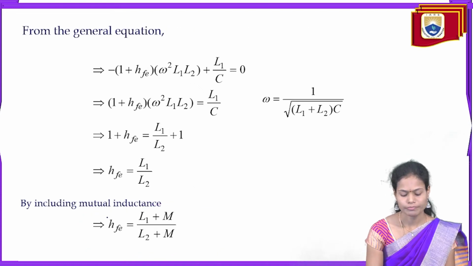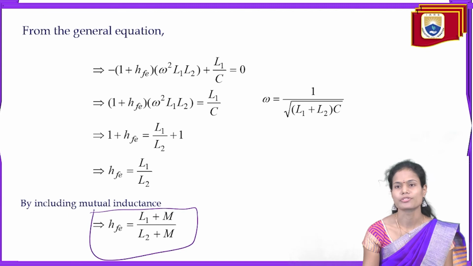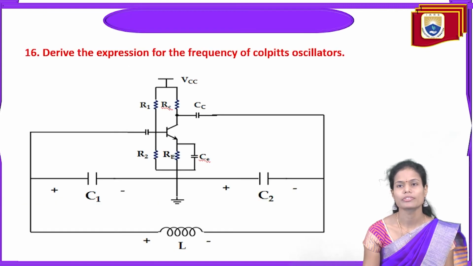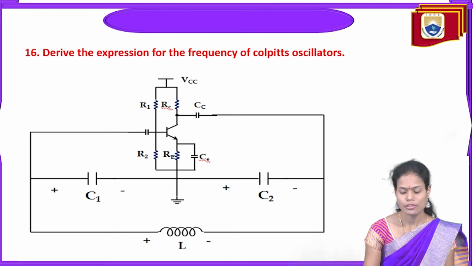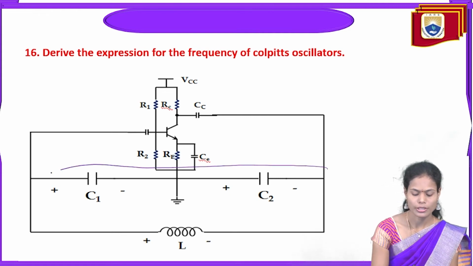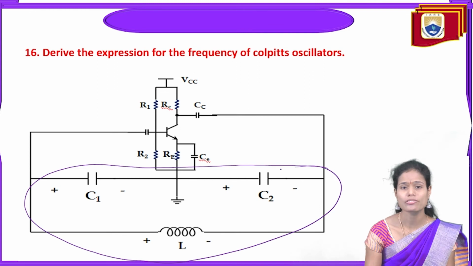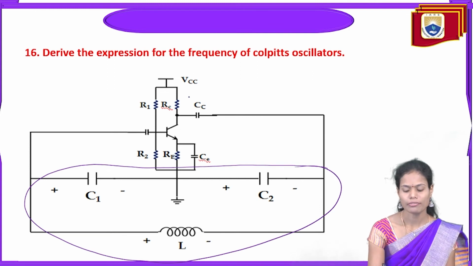And the gain value is this much for the Hartley oscillator. Next, derive the expression for the frequency of Colpitts oscillator. So in the case of Colpitts oscillator, in the feedback network, we are going to utilize 2 capacitors and 1 inductor, and the amplifier is C.